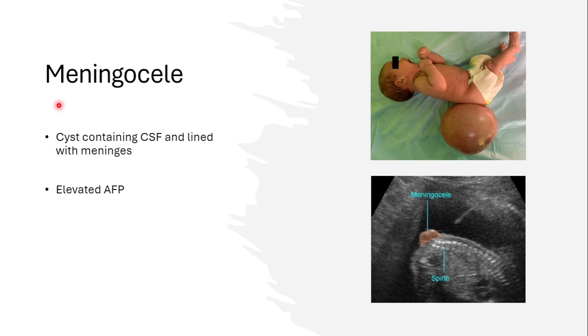Then we have the first type of the spina bifida aperta, which is the meningocele. As we can see here, we have this large cyst that's lined with meninges and containing CSF. And as we can see here in the ultrasound, this is the spine and this is the cyst, the meningocele. This is a neural tube defect, so we're going to have an elevated alpha-fetoprotein.